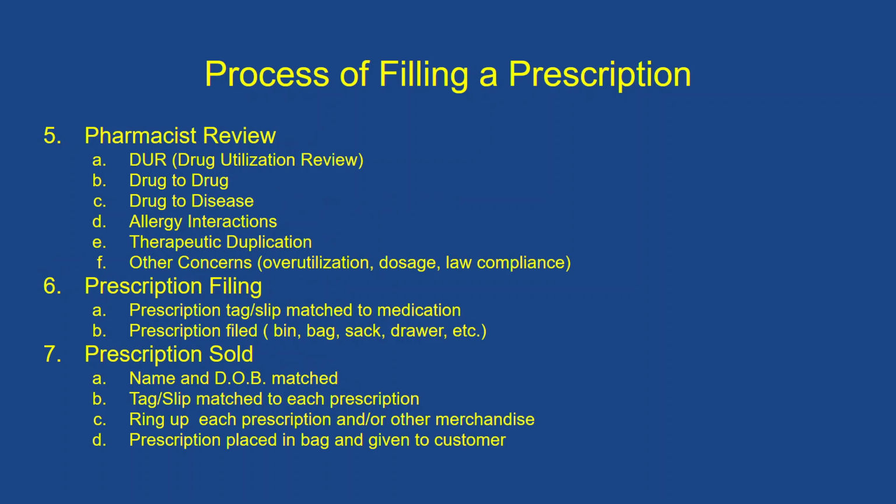During the pharmacist review, we go through a process called DUR, or drug utilization review. What we are looking for is drug-to-drug interactions, drug-to-disease interactions, allergy information if that pops up, therapeutic duplications if you're taking more than one medication for the same thing. Is it actually necessary? Other concerns include overutilization, underutilization also, dosages, does the dose make sense for what drug it is, and then also law compliance, are you getting too much of the medication that you shouldn't be getting?